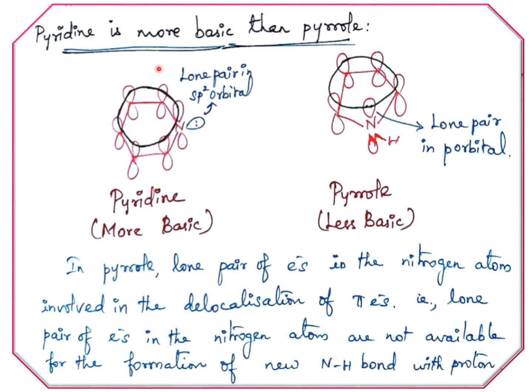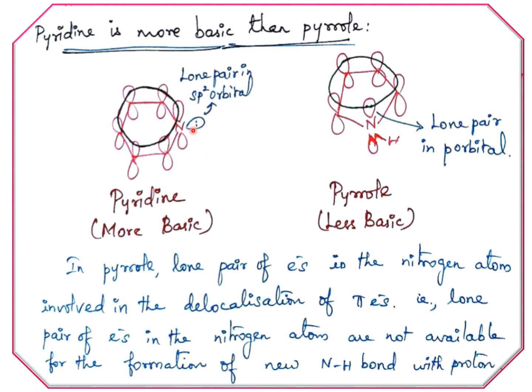And we have to know that pyridine is more basic than pyrrole. Here we are comparing both pyridine as well as pyrrole, because both are nitrogen containing heterocyclic compounds. This is a 6-membered heterocycle and this is a 5-membered heterocycle. Both molecules have a lone pair.